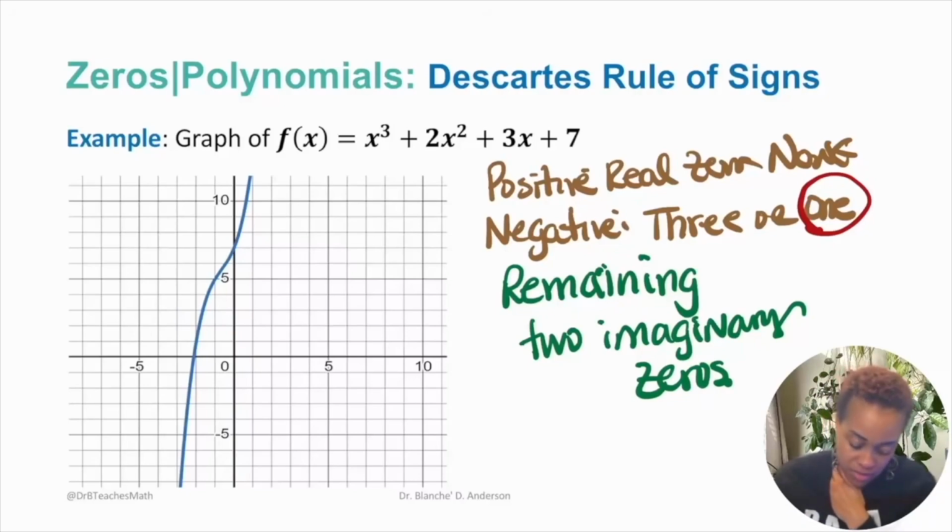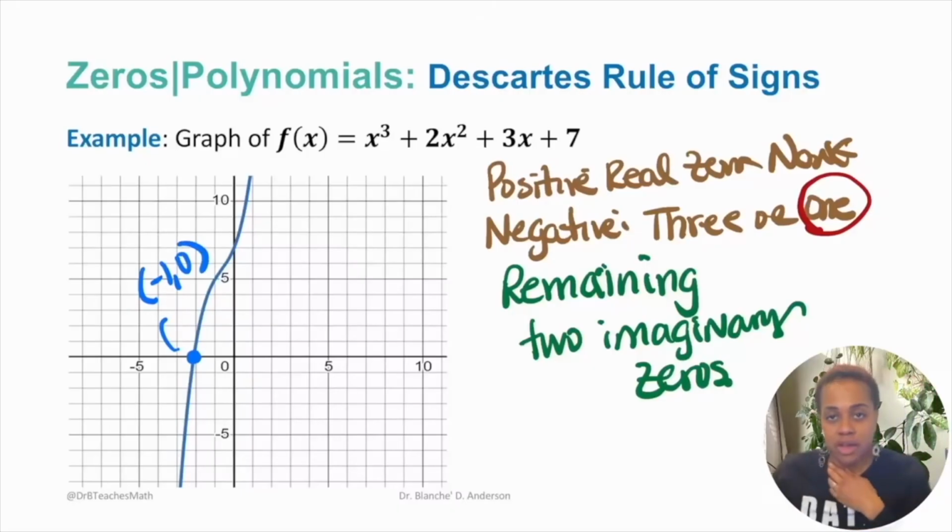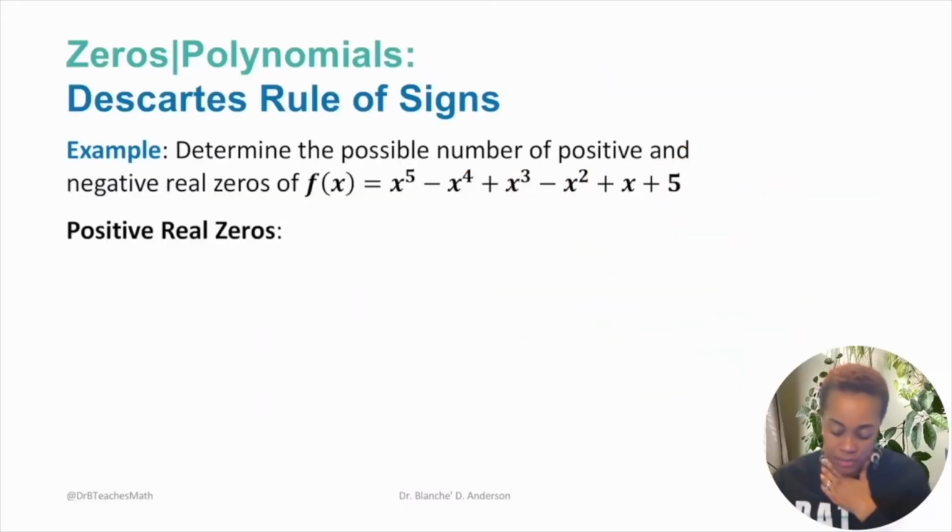So when you graph it, you find the 1, which looks like, I'm assuming that's -1. I didn't draw it to scale, but I'm assuming that's -1, 0. So then the other 2 are probably going to be imaginary or are imaginary.